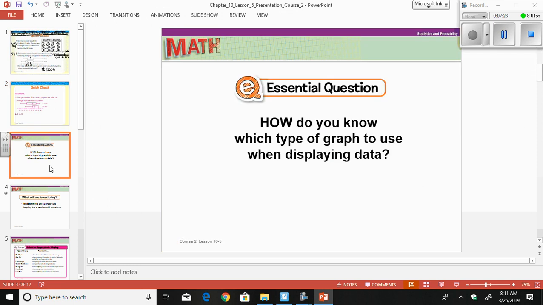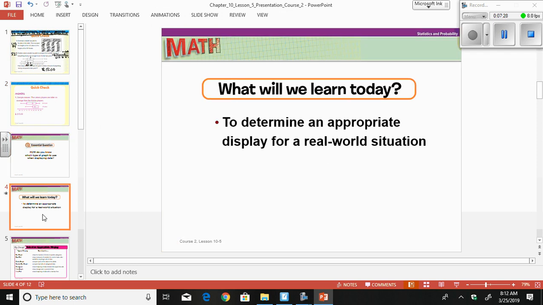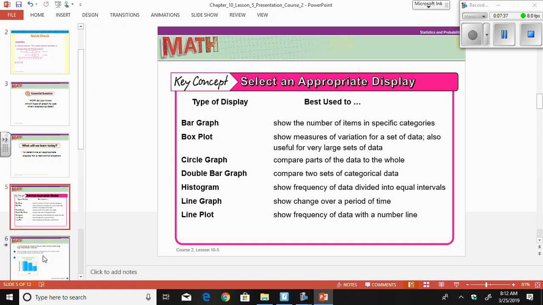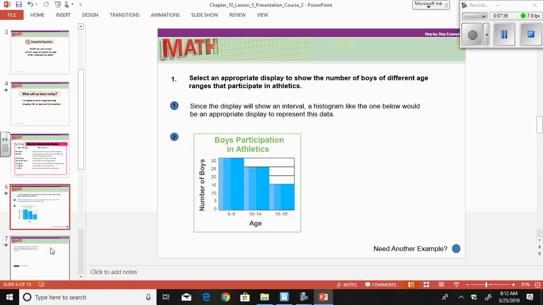How do you know which type of graph to use when displaying data? Well, to determine an appropriate display for a real-world situation, we're going to learn that today. So this is the key concept that we went over. Remember to go back to it today. So select an appropriate display to show the number of boys of different age ranges that participate in athletics.